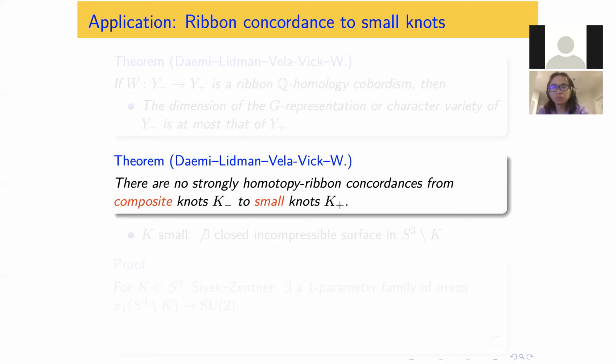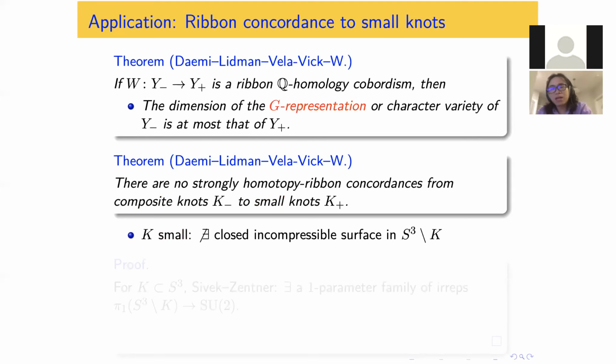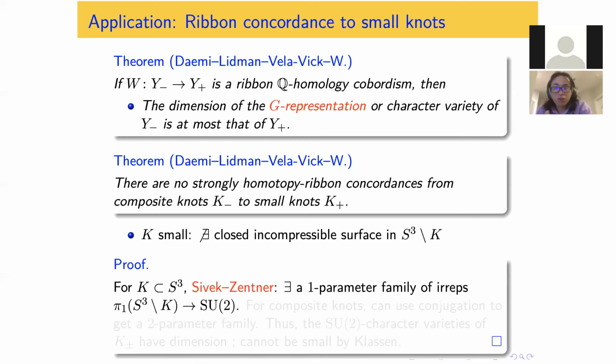That's the idea. And we prove this by considering, I should first mention that a small knot K is exactly a knot whose exterior does not have a closed non-boundary parallel incompressible surface. So we're going to prove this statement by considering the G representation variety of the exteriors Y minus and Y plus of the knots K minus and K plus. And the proof goes as follows.